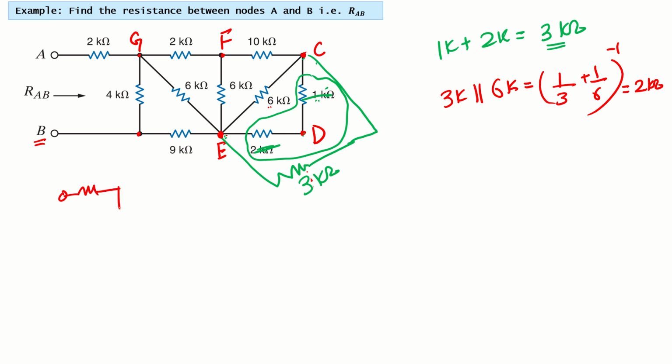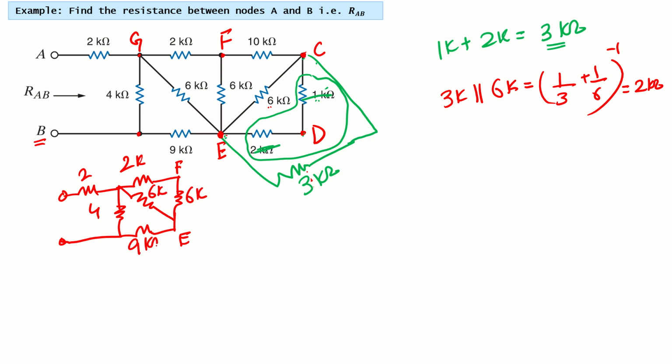Okay, we can redraw our circuit to better understand the steps which we are doing. So I reach F, this is E, this is 2K, this is 6K, this is 6K, this is 9K, and this is 4K. And here we have our 10K.